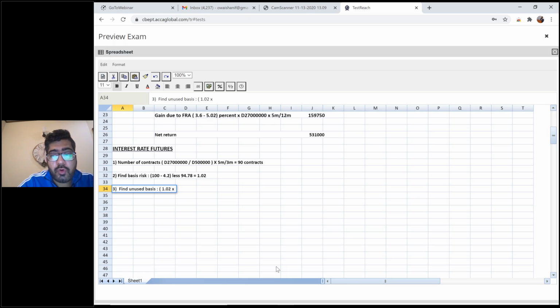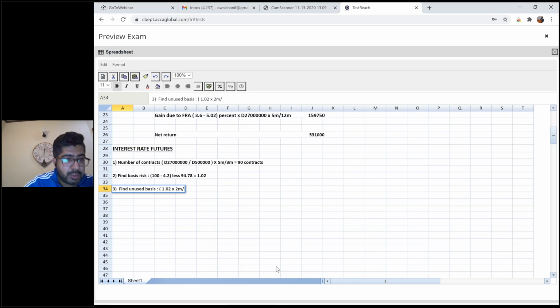You wanted to borrow or deposit on 31st Jan. So you ideally needed a future of 31st Jan, right? But you took a future of 30th March. So how many extra months? 2 extra months: 31st Jan to end of Feb is 1 month, and 30th March is 2 months. So the extra months is 2.